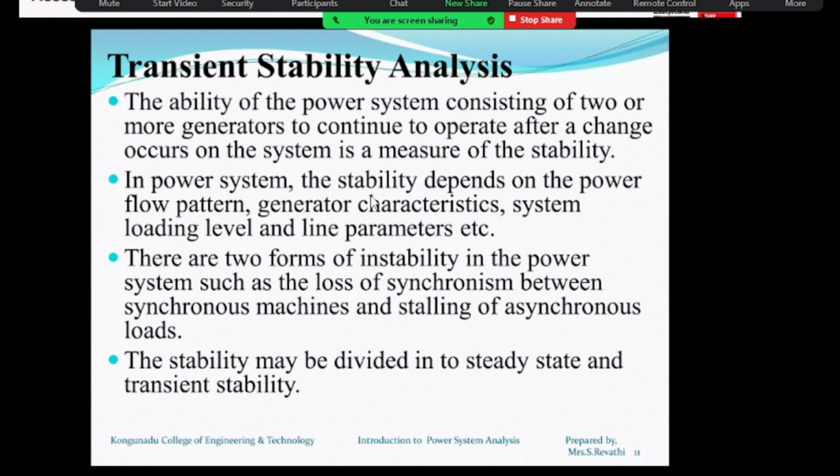The ability of a power system consisting of two or more generators to continue to operate after a change occurs on the system is a measure of stability. It is the ability of a power system that consists of two generators to continue to operate after a change has occurred. Let's suppose there is a faulty condition on the power system, then how it behaves is called the stability. It is called the measure of stability.